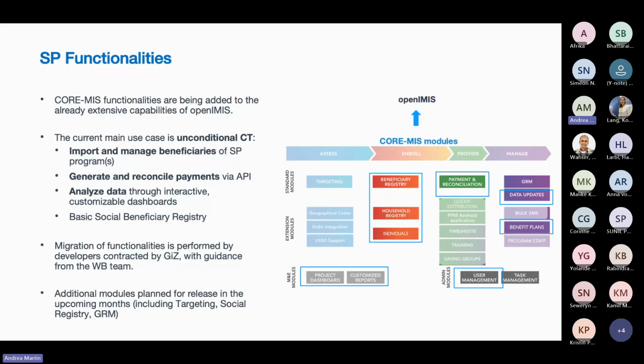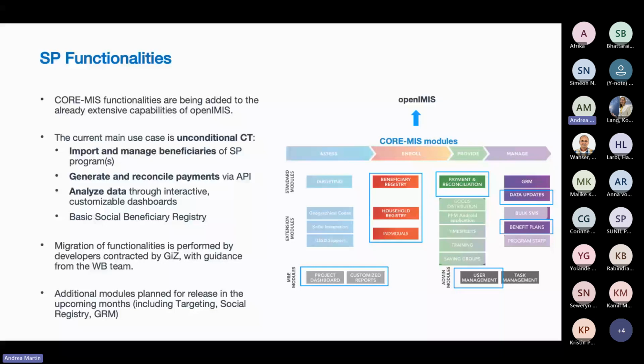We also have functionalities of dashboards and reports. This is done by integrating the OpenSearch tool. And this allows analyzing data for interactive and customizable dashboards. Of course, there are user management functionalities. And we also added individuals, which is a way to display beneficiaries from different programs in a single view. Ideally, not just beneficiaries, but also applicants in general. And that's what will help build a social registry.